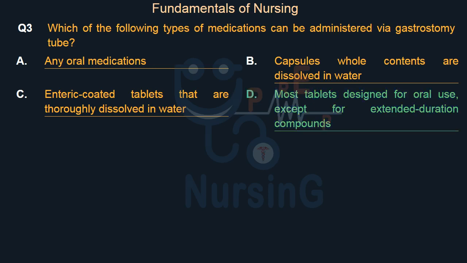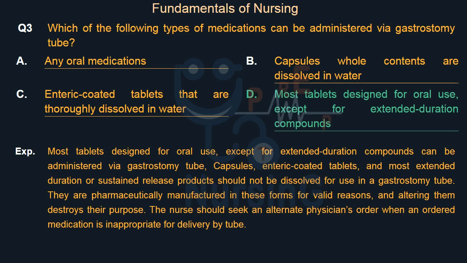Right answer is Option D. Most tablets designed for oral use, except for extended-duration compounds. Most tablets designed for oral use, except for extended-duration compounds, can be administered via gastrostomy tube. Capsules, enteric-coated tablets, and most extended-duration or sustained-release products should not be dissolved for use in a gastrostomy tube. They are pharmaceutically manufactured in these forms for valid reasons, and altering them destroys their purpose. The nurse should seek an alternate physician's order when an ordered medication is inappropriate for delivery by tube.